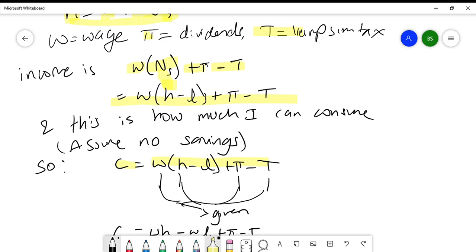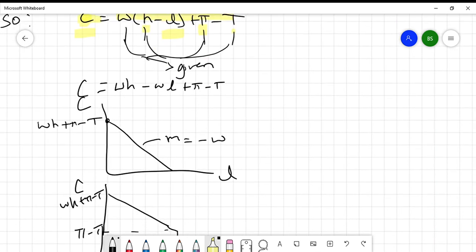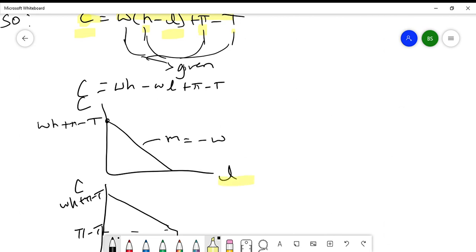This is assuming that I only live for one day, so I don't think of saving any money. All the money that I earn goes straight to consuming stuff. Another thing to note is that the wage, the pi, and the T are all given. The only thing we don't know is consumption and leisure, which means that when we plot this budget constraint, it's going to be leisure at the bottom, consumption at the top, and WH plus pi minus T. WH, pi, and T are all given, so we know these. These make up the y-intercept, and the slope is just this W in front of the L, so it's negative W slope.